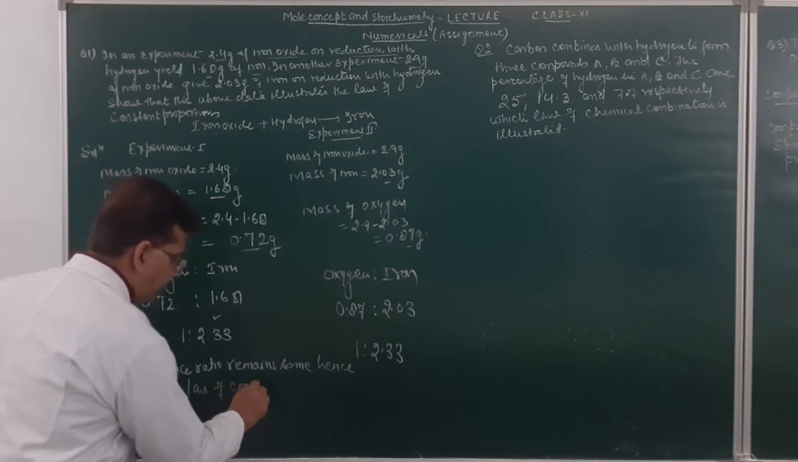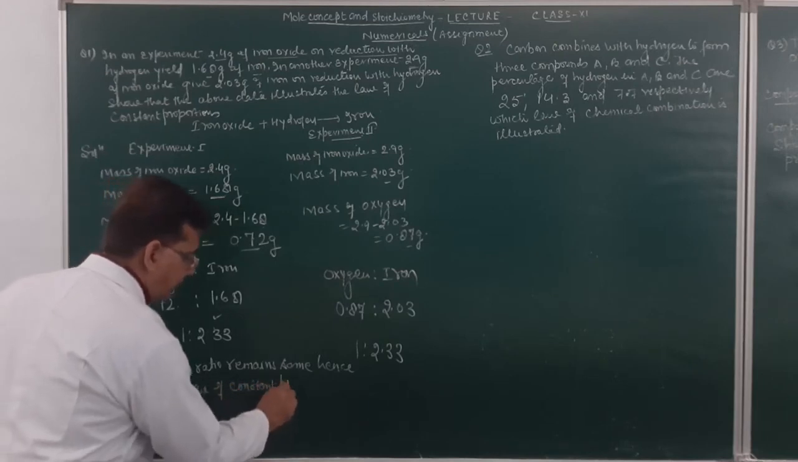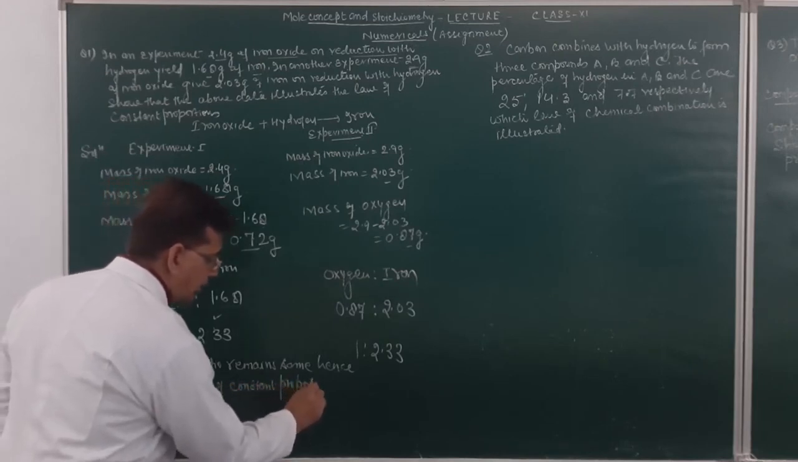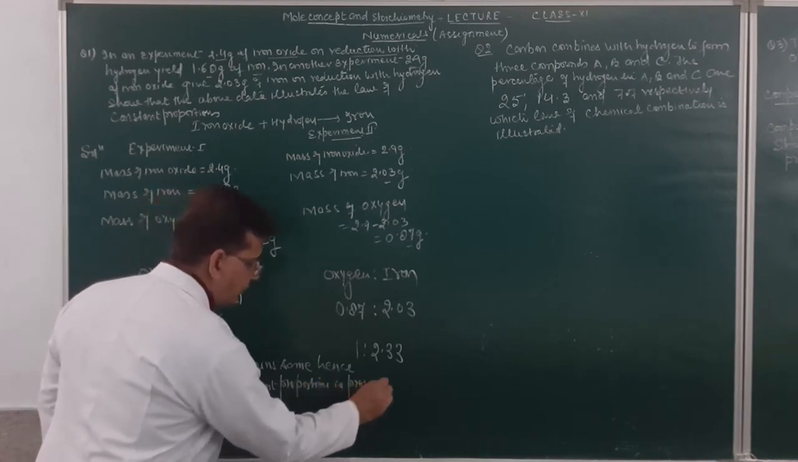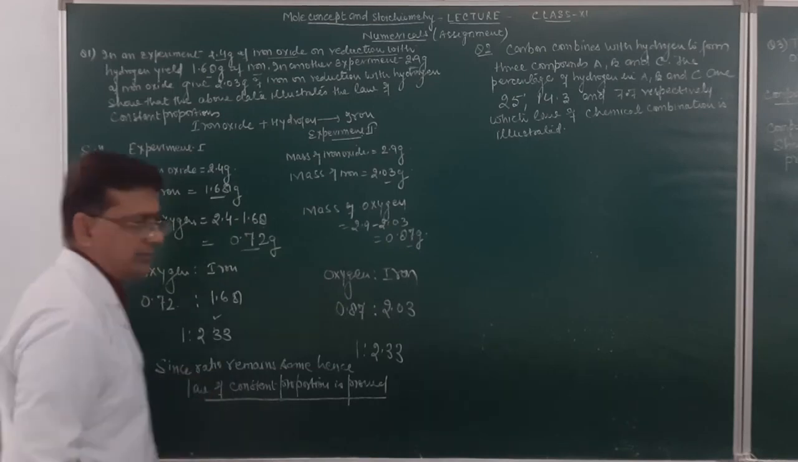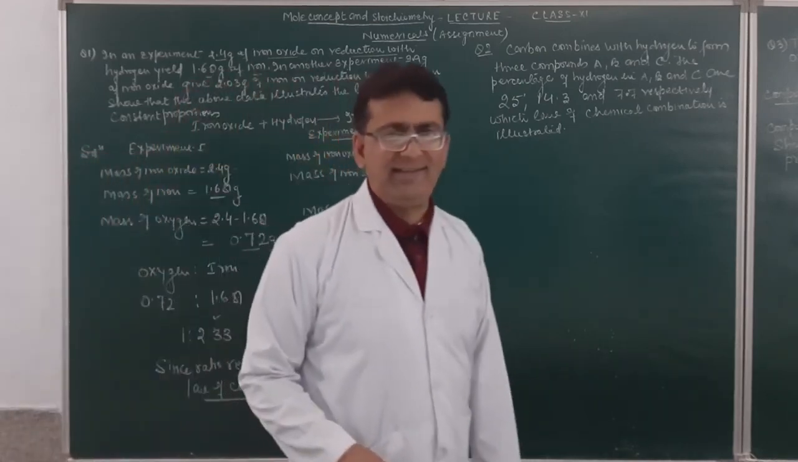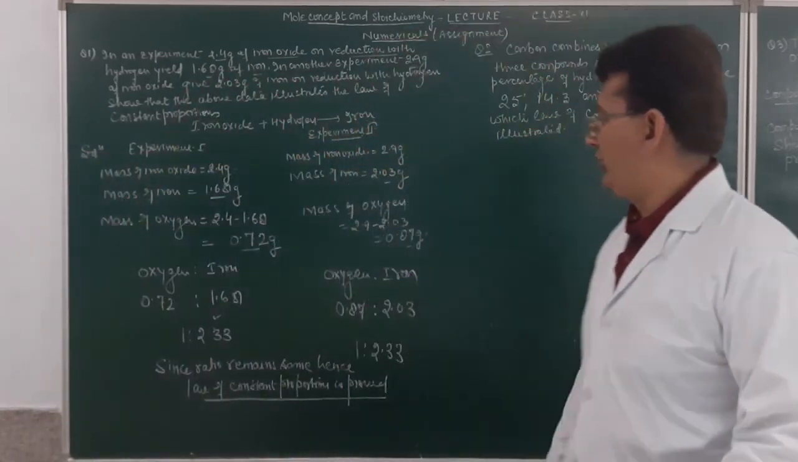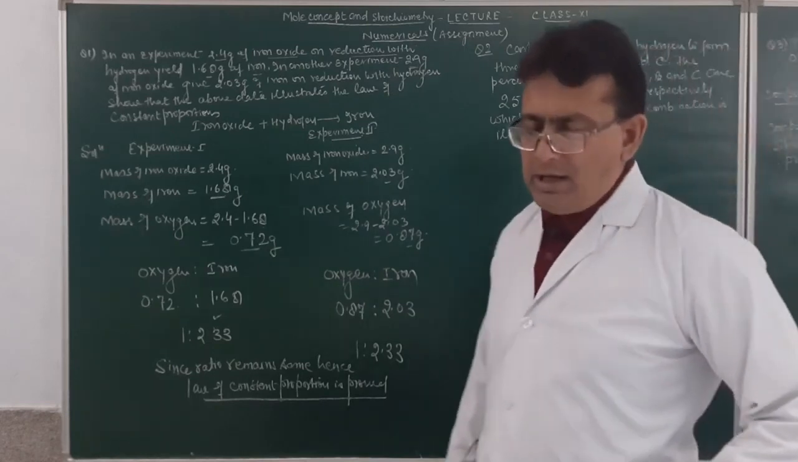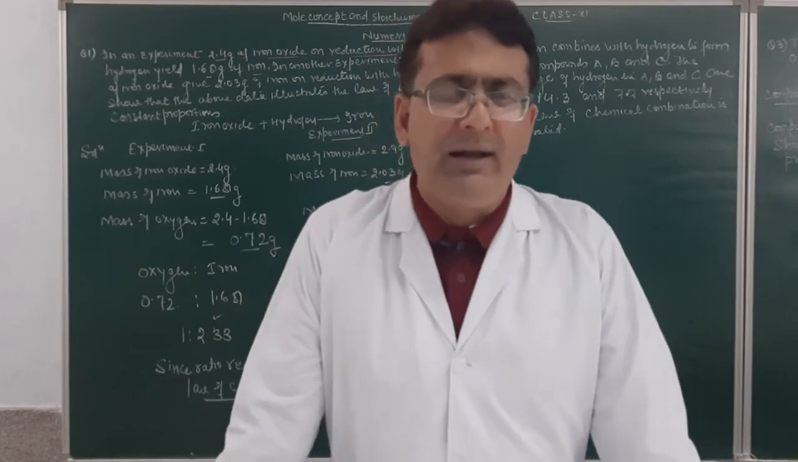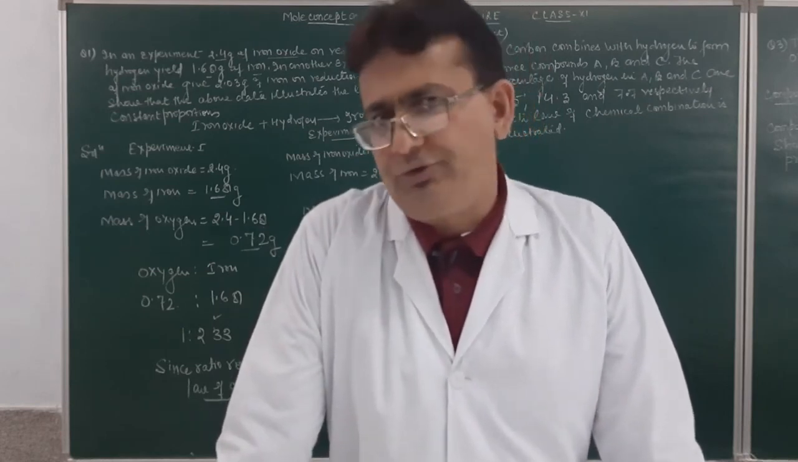Law of constant proportion is proved. Am I clear? Since the ratio remains same, the law of constant proportion is proved. Is it clear, student? Learn, understand properly, and then try to apply the concept.